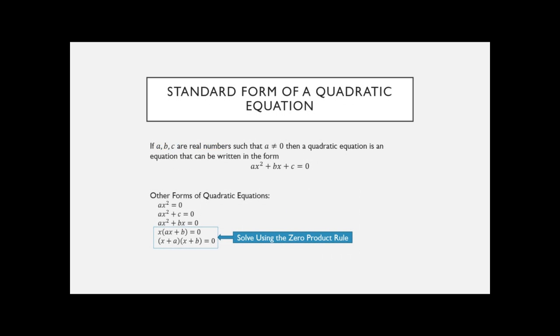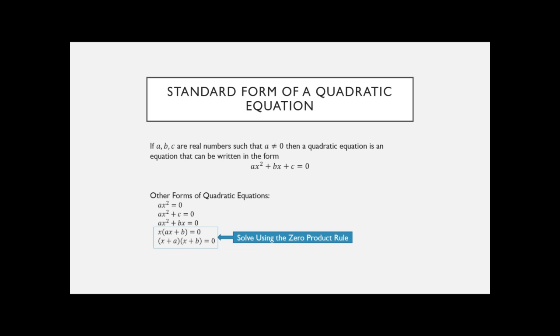There are lots of different ways to write these. Standard form is ax squared plus bx plus c equals 0. This is the form of the stuff that we were factoring last week. The trinomials were in this form, where you basically have something squared plus something x plus a number. There are other versions that are still quadratic: ax squared equals 0, ax squared plus c equals 0, ax squared plus bx equals 0. All of those are quadratic because you can see there's an exponent of 2.